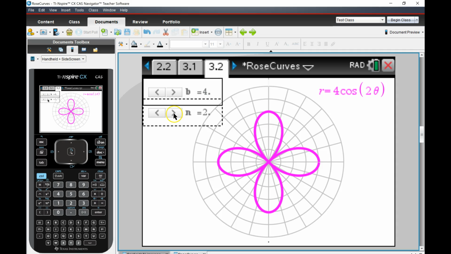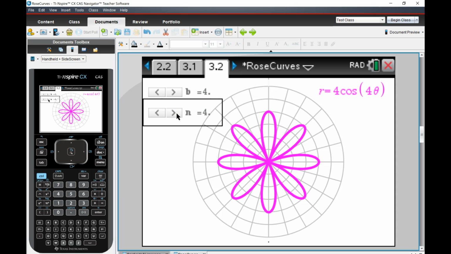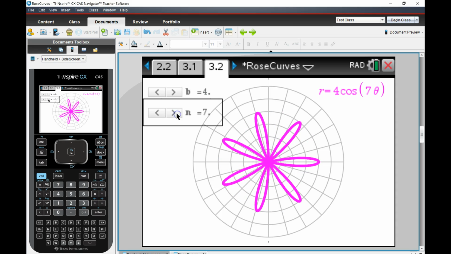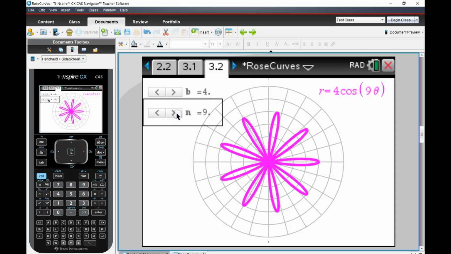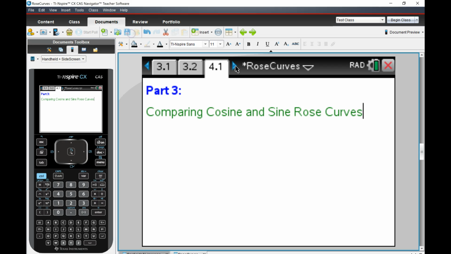Now n is 3, how many are we going to have? 3. Look at how it looks. And this is cosine, so cosine is always going to have 1 on the polar axis right there. And then n is 4, how many are we going to have? 8. And 5. And 6. And 7. And 8. And 9. And 10. Is that 20 roses? 20 petals, not roses. 1 rose, 20 petals. Make it really small.